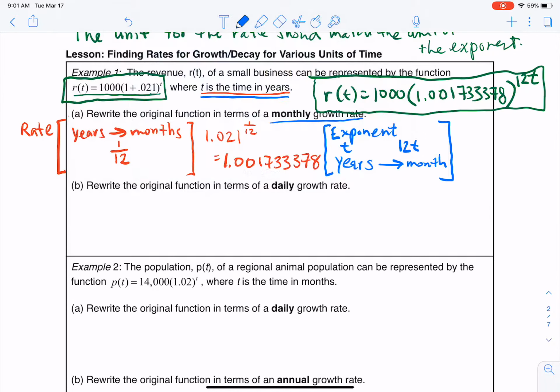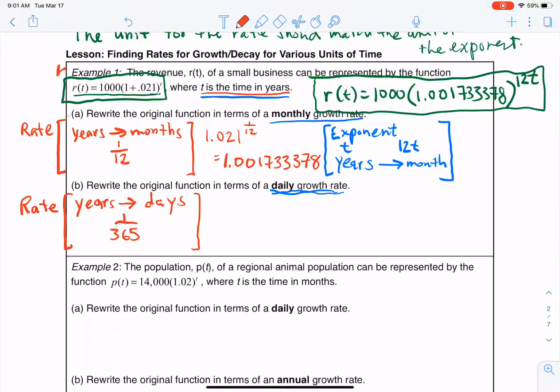For part B, we're asked to rewrite the original function in terms of a daily growth rate. Again, I'm going to use my graphic organizer. Here the rate that we're originally given in our original problem is in years, and we're changing that to days. What does 1 day represent in terms of a year? It's 1/365th of a year.